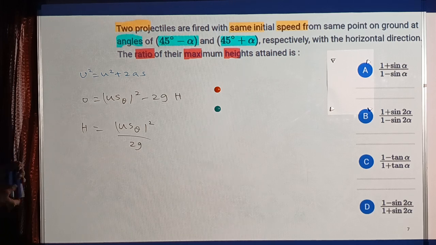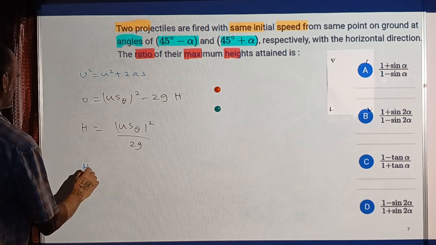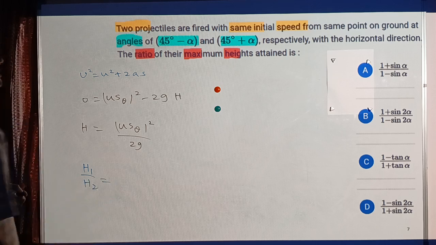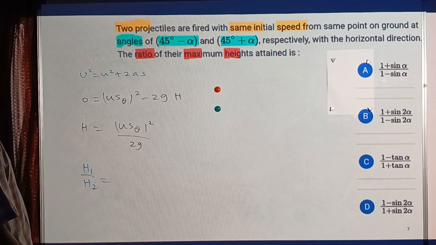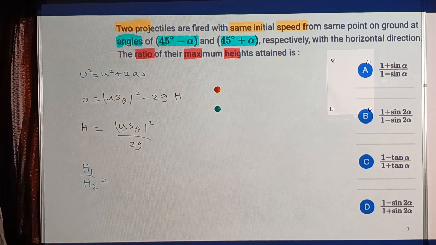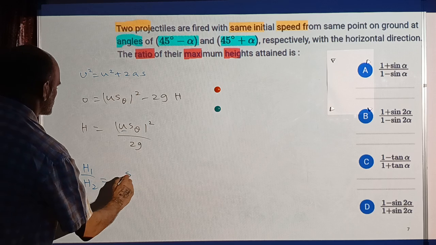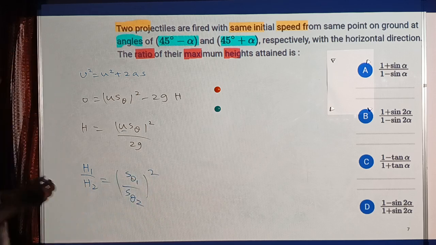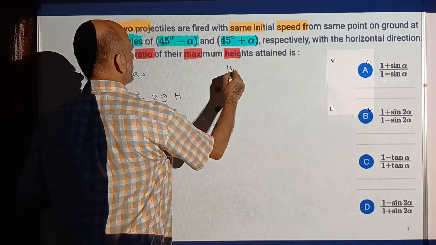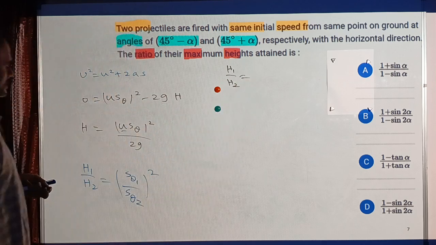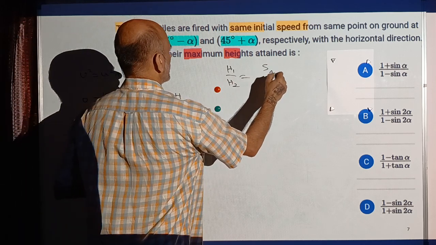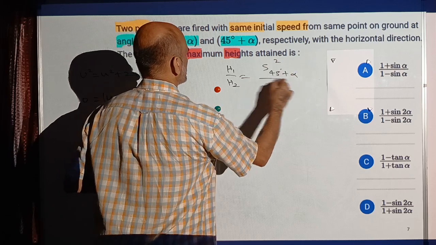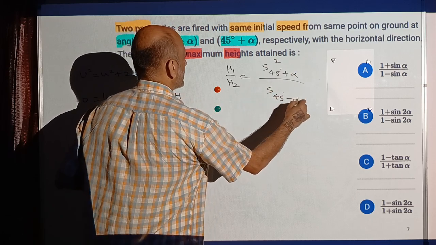So ratio of maximum heights h1 by h2 is, u is same initial speed, and then g is same. So height is proportional to sine theta square. So sine theta 1 by sine theta 2 whole square. So H1 by H2 is sine 45 plus alpha square by sine 45 minus alpha square.